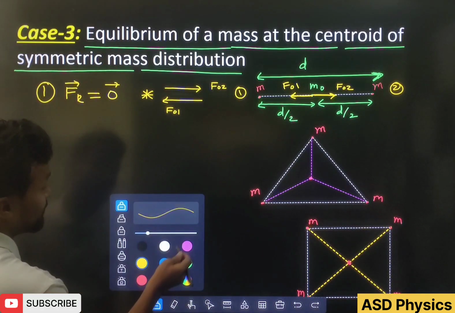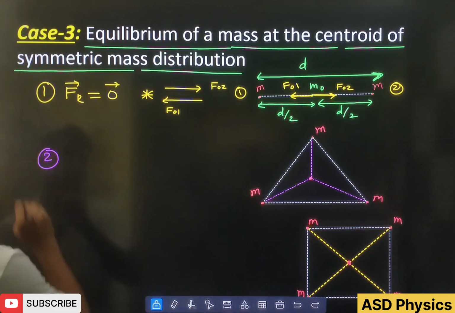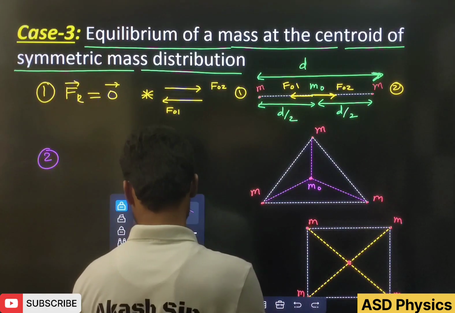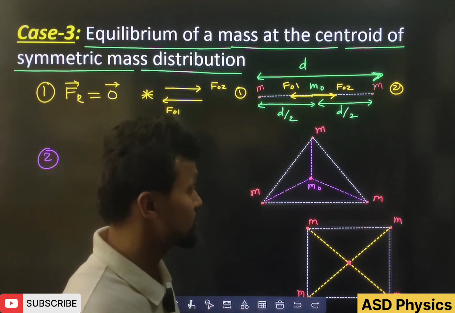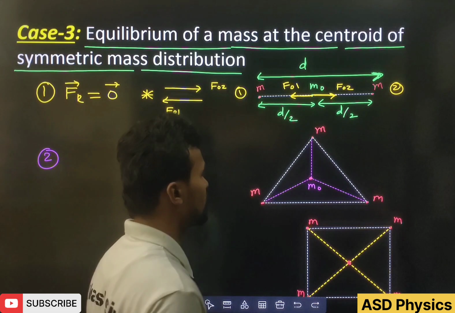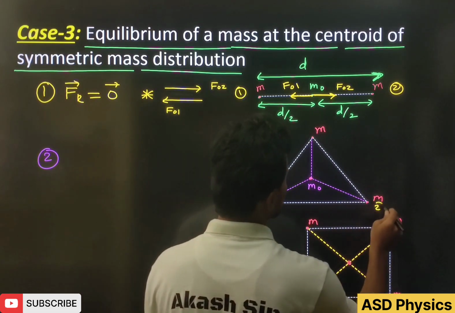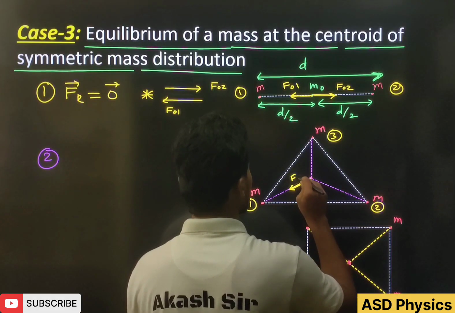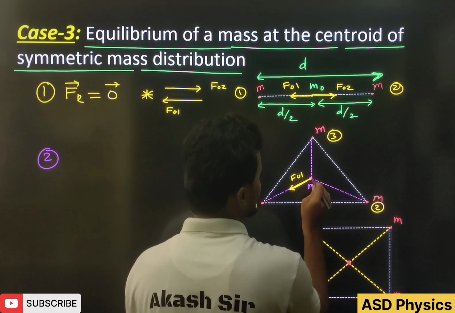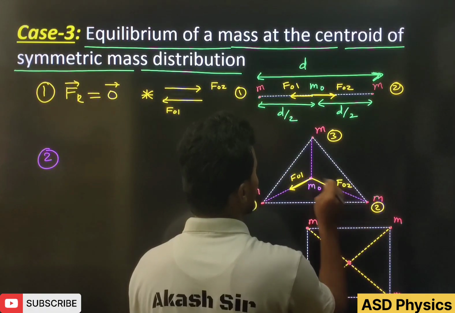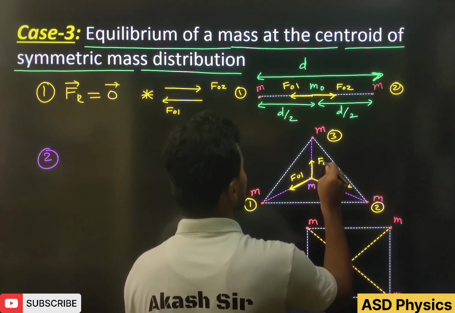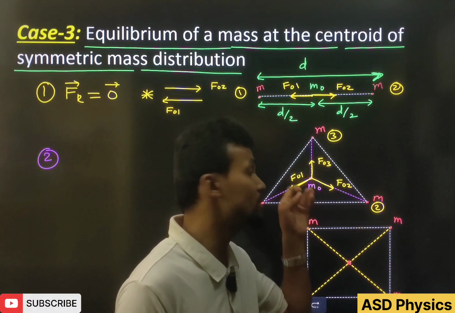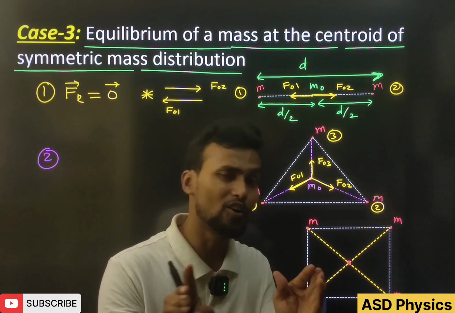Now students, after that, if we talk about the second situation, here again if I put one mass m0 at the centroid, just guess how much force it will experience? Again 0 force, equilibrium. Why? Because let's take this is 1, this is 2, this is 3, basic will be the same. One force in this direction, F01, one force due to 2, F02, and one force due to 3, F03. All these are equal in magnitude, and they all make 120 degree from each other. They all will cancel out here.